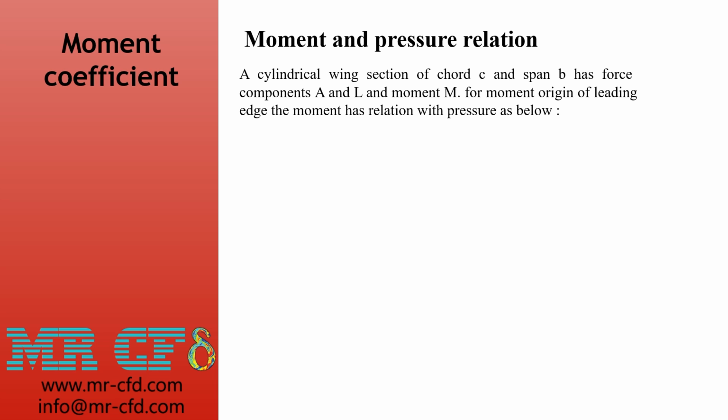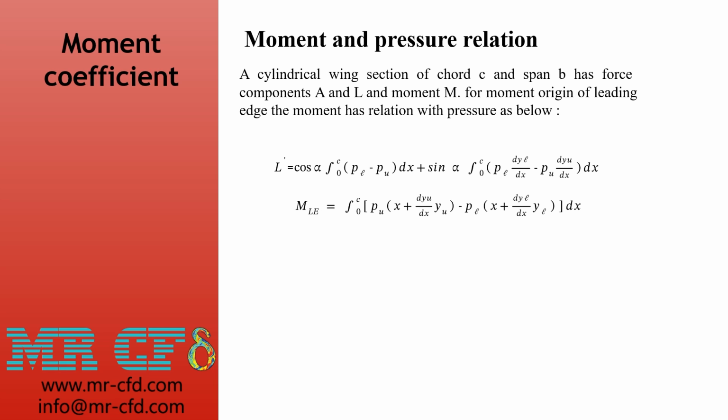So the moment and pressure relation is that a cylindrical wing section of chord C and span B has force components A and L, and a moment M. For the moment origin at the leading edge, the moment is related to the pressure as you see in the equation, and there is somewhat less common but still frequent form as you see below.